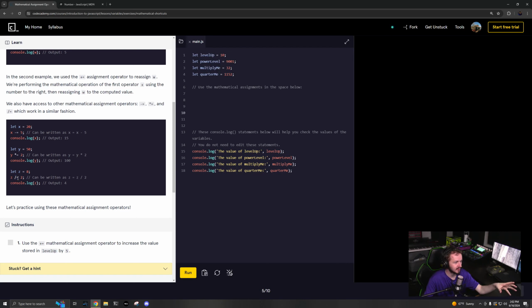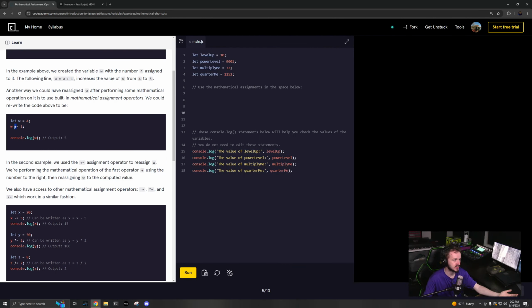Modulation or modular doesn't work on here, so you can't do parentheses equals. But you understand the point: you are taking itself and applying whatever this operation is, times, divided by, subtract, or plus, to the right-hand side, or you're applying it to the variable that it's assigned to.